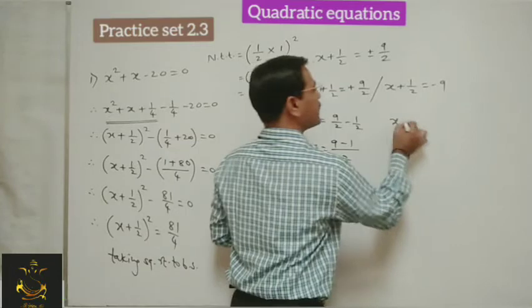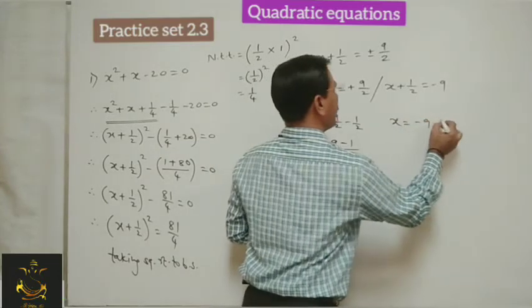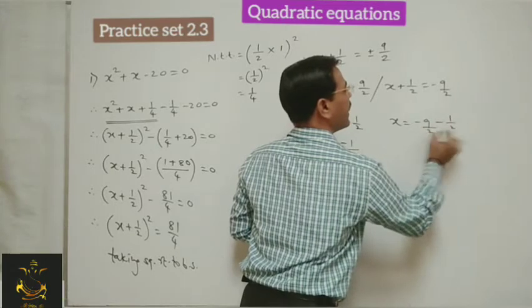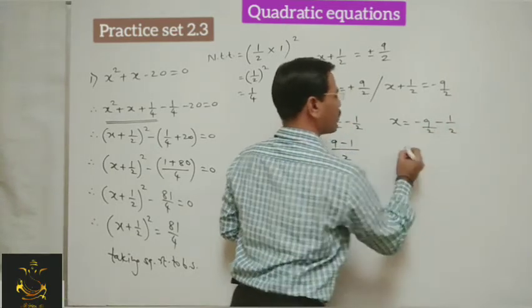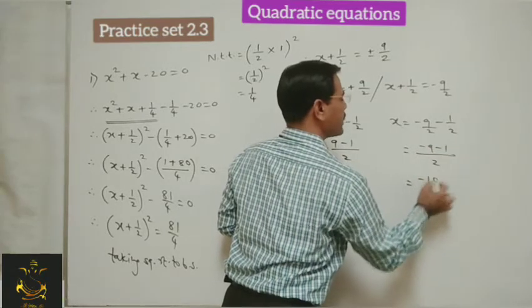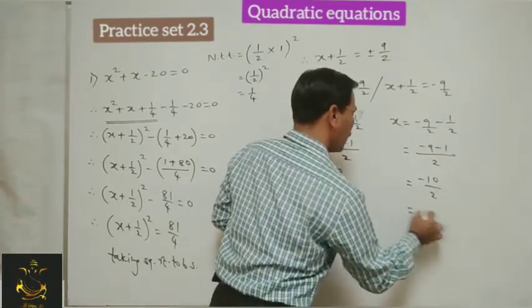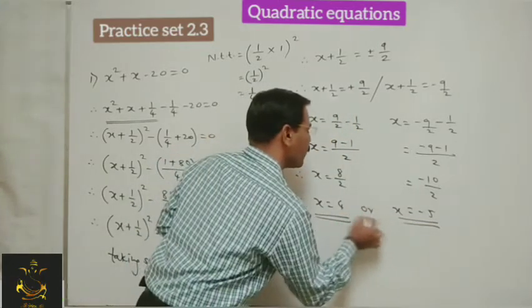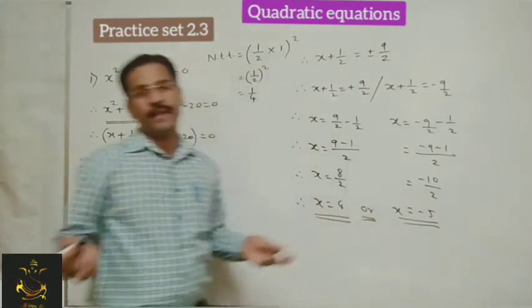On this side, x equals minus 9 by 2 minus half. Take it this way, very simple, we can solve. This is minus 9 minus 1 over 2. It is minus 10 by 2, so minus 5. Like this we find the solutions 4 or minus 5.